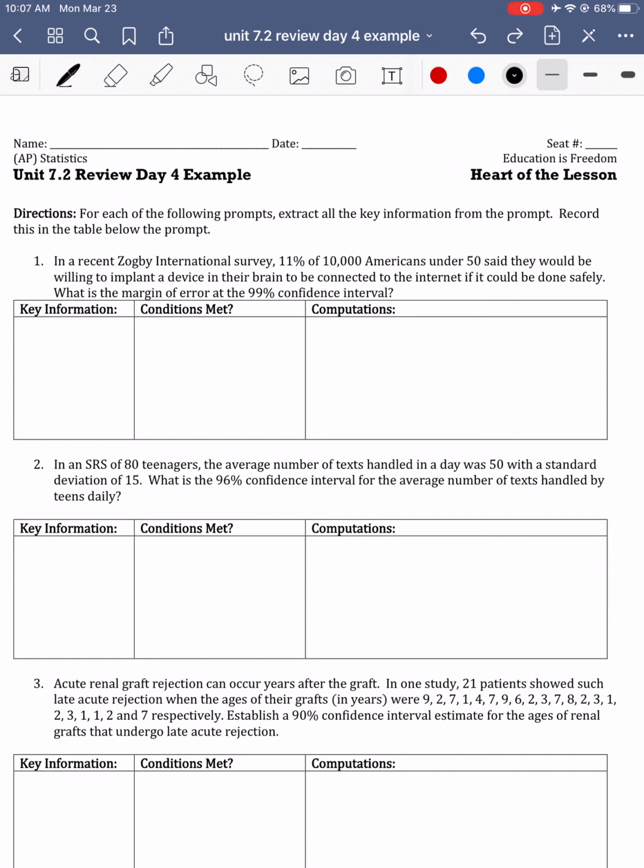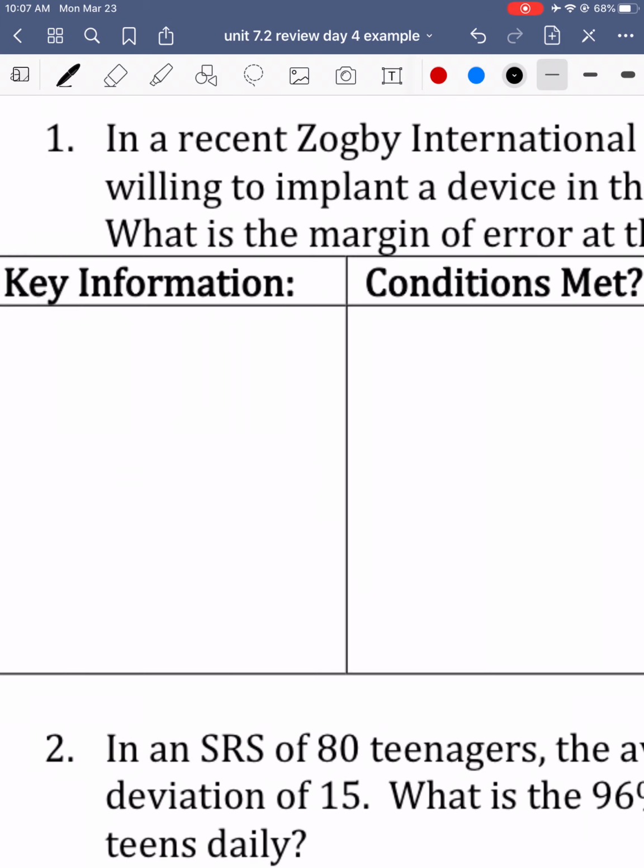Okay, so looking at this problem, I see that, again, we have a percentage given. So this is a good indication that this will be a proportion. And then they said of 10,000 Americans, so that is going to be our n here. So let's just go ahead and write that.